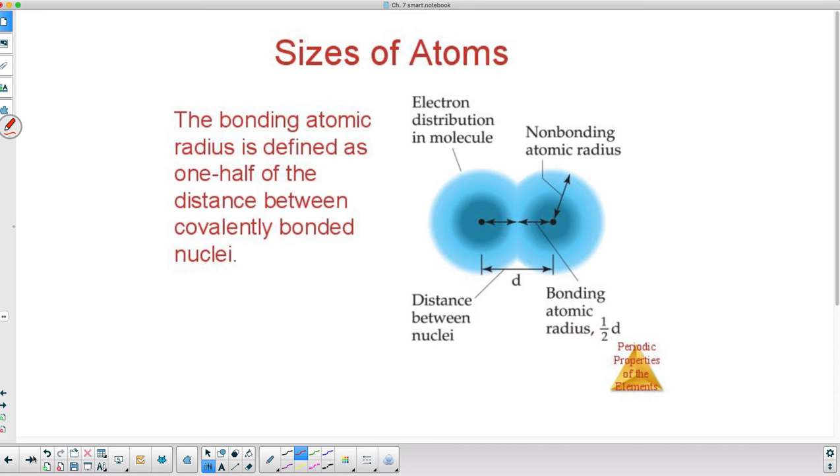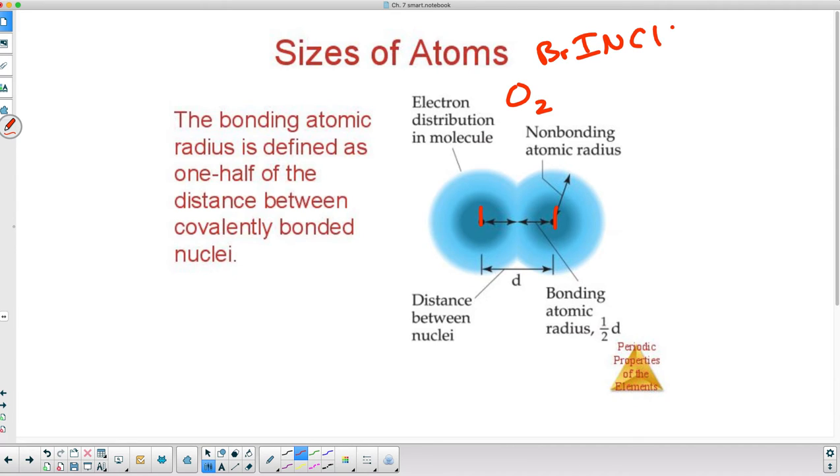Now let's talk about the size of the atoms. The bonding atomic radius is defined as one half the distance between the covalently bonded nuclei. In this case, you would expect these two to be the same, right? So maybe something like oxygen, where it's O2, or one of those Brinkelhoffs. You remember Brinkelhoff, don't you?